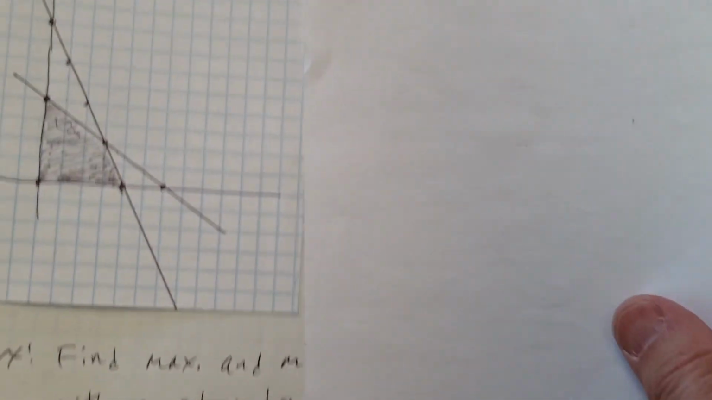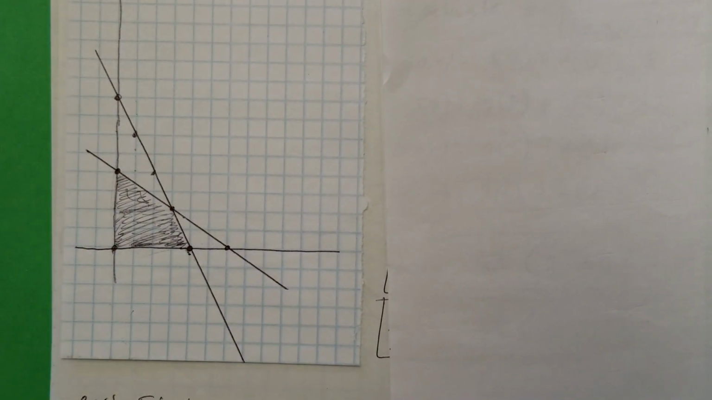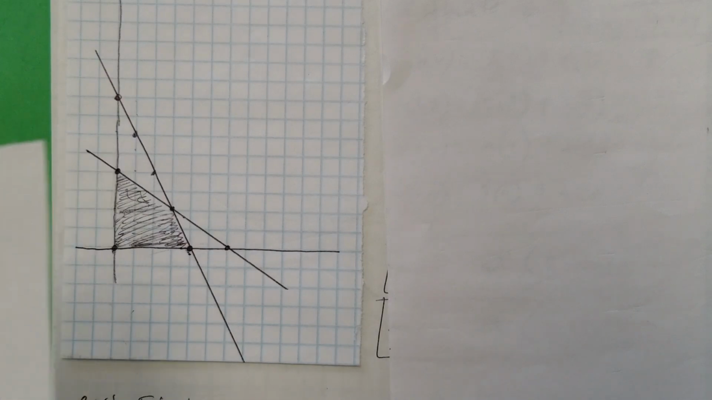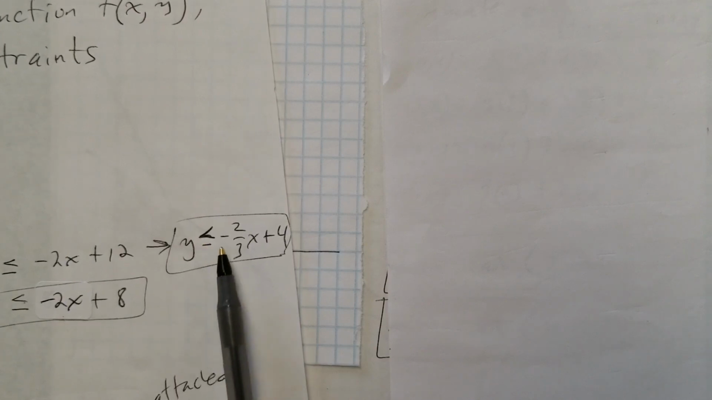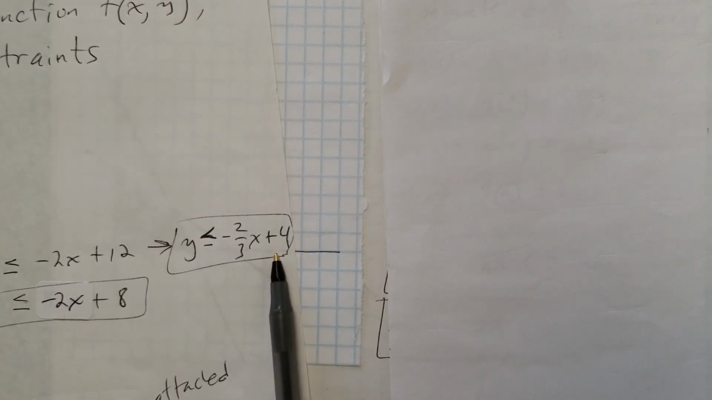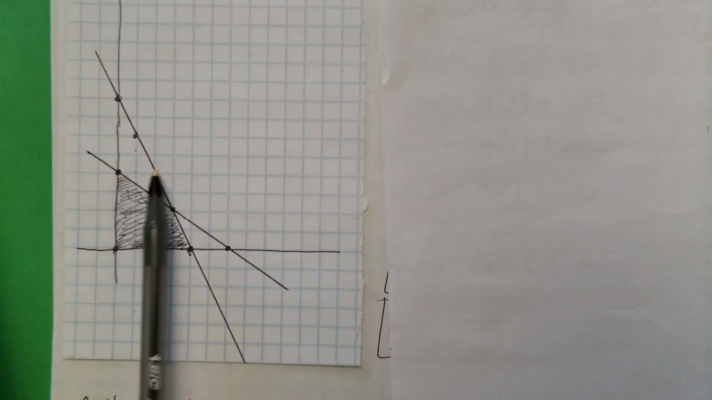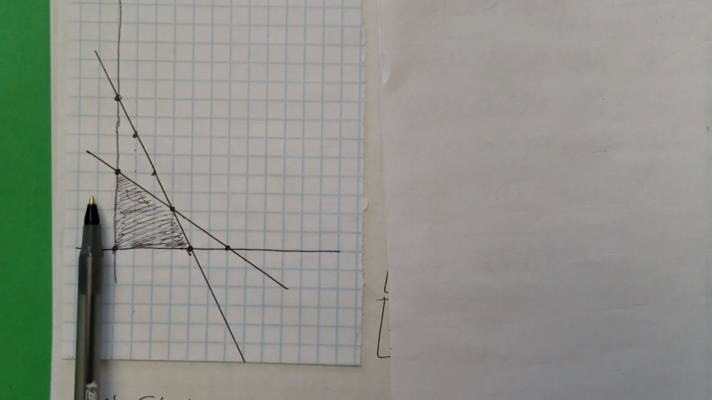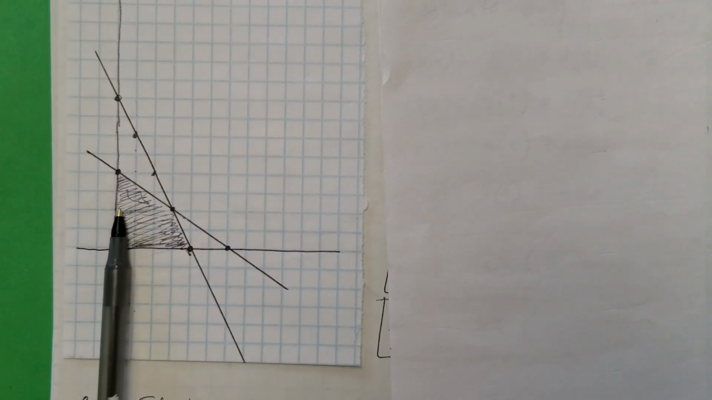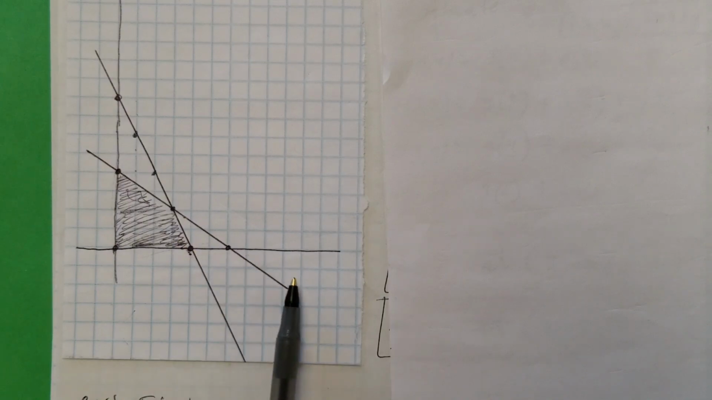Here is all the constraints graphed. So let me go back and forth here. One of them was y is less than or equal to negative 2/3 x plus 4. So I start at 4. There it is. This is how I graph it. I start at 4, and then I go down 2 over 3. Down 2 over 3. Down 2 over 3. So it must be this line.